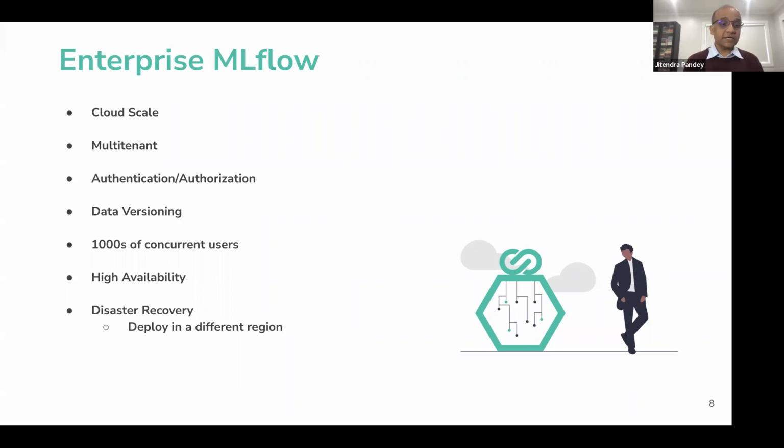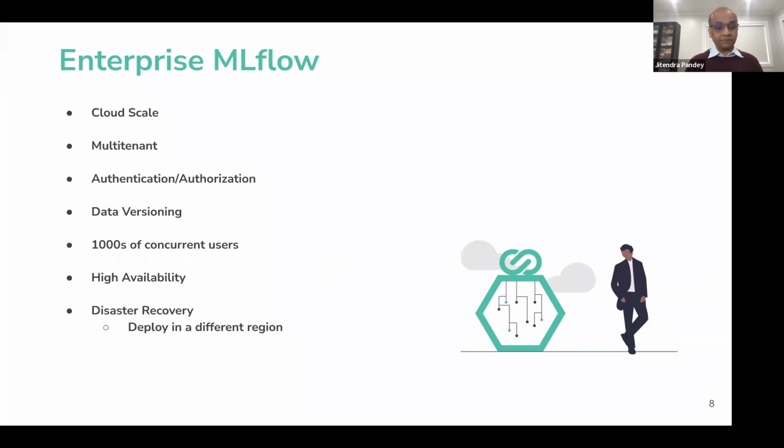In a large enterprise, it is possible that hundreds or thousands of data scientists are concurrently working, running experiments, and using the MLflow infrastructure. So we need that kind of scale. And if the system goes down, these data scientists may not be able to work, their productivity goes down, and that is not acceptable. So it is very important that our system is up and running all the time.